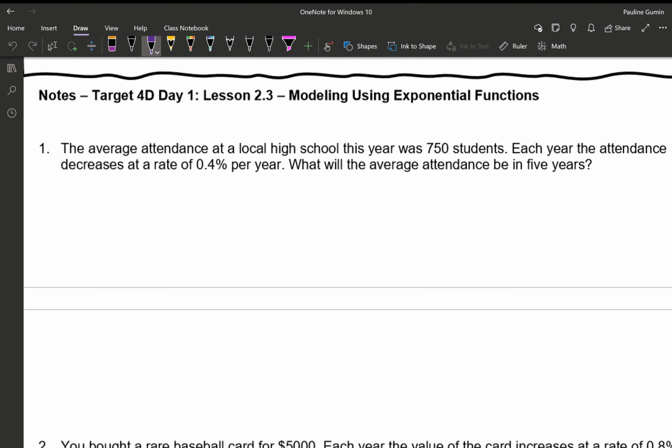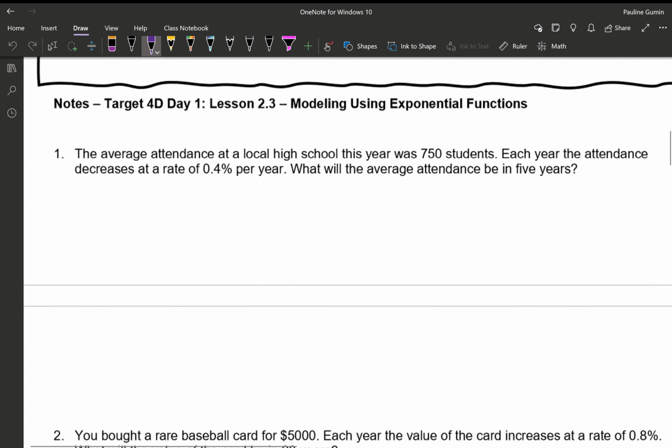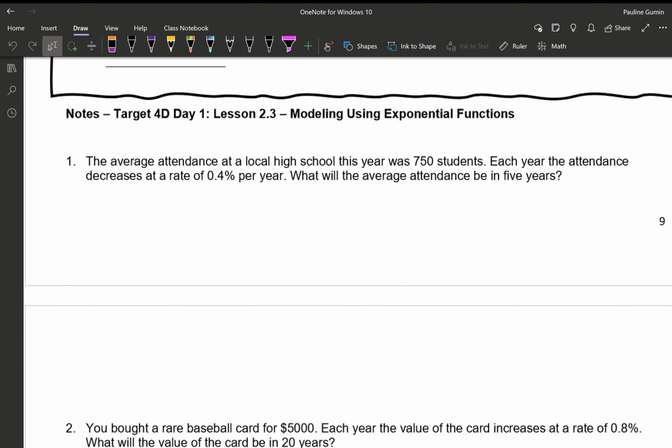Let's get started. Number 1. The average attendance at a local high school this year was 750 students. Each year, the attendance decreases at a rate of 0.4% per year. What will the average attendance be in 5 years?